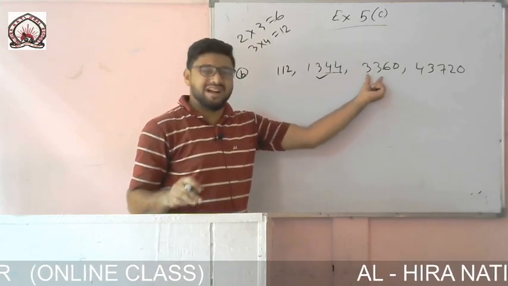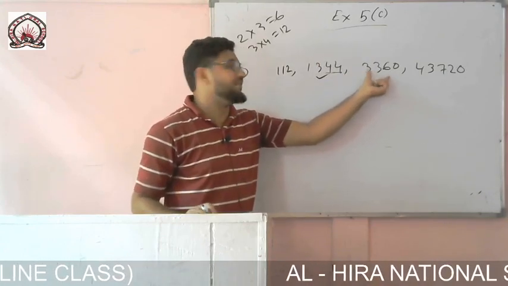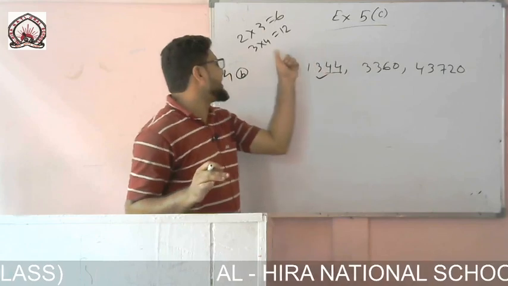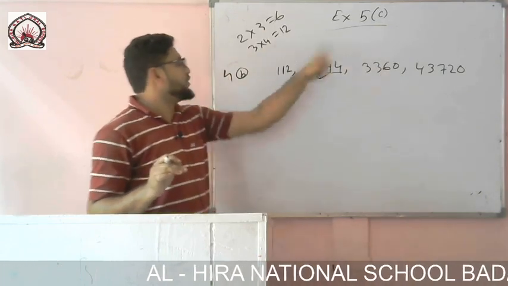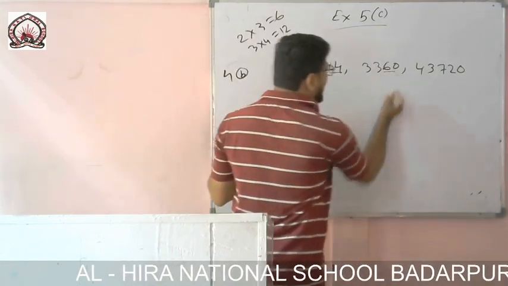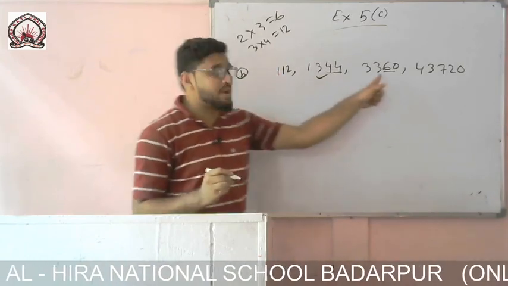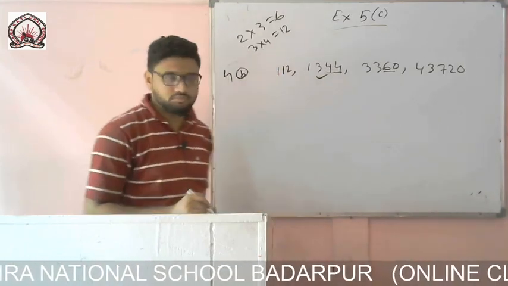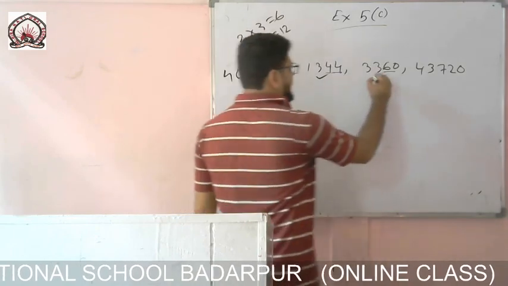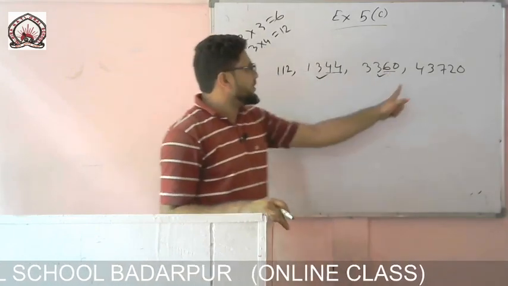Okay. Now come to that one. 3 3 is 6, 6 plus 6 is 12. So it is divisible by 3. Now let us check this one with 4. You see the last two digits, it is 60. So 60 is divisible by 4. So the whole number is divisible by 4.